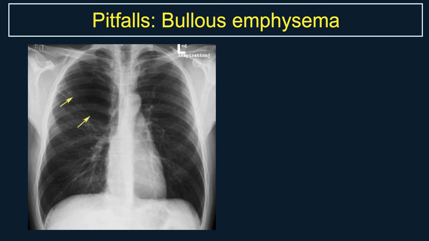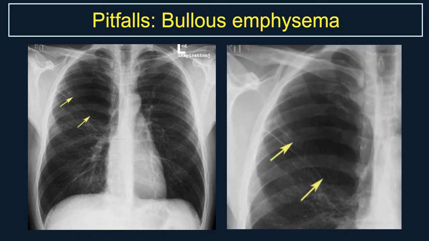In this image, there's an area of lucency in the right upper lobe that is devoid of pulmonary vascular markings. This looks just like a pneumothorax. There is also a white linear opacity shown by the yellow arrow that looks like a pleural line. This is actually bullous emphysema. Distinguishing pneumothorax from bullous emphysema can be difficult, but it is important to distinguish them since management may vary.